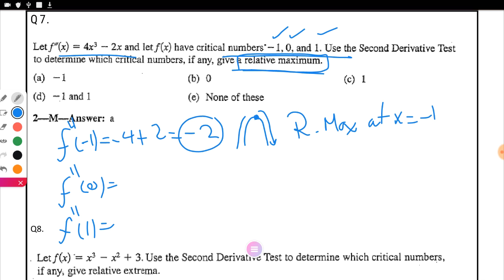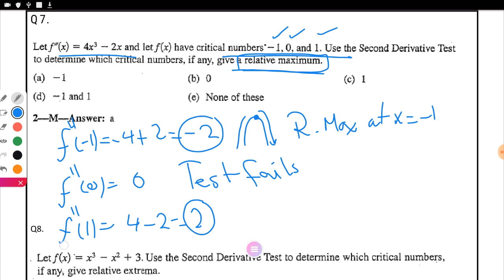At 0, if you replace by 0 here, it equals 0, so the test fails. At 1, I replace, it will be 4 minus 2, it will be 2, positive. When the second derivative is positive, it means it is concave upward. Since it is concave upward, we have a relative minimum at x equal 1.